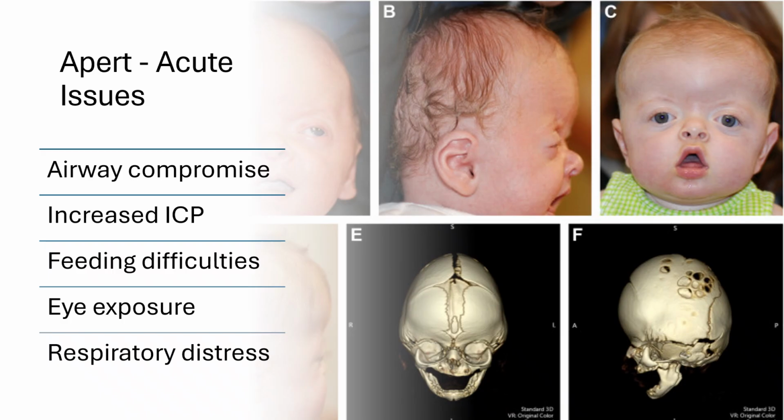Eye exposure problems develop because the abnormal skull shape can prevent the eyelids from closing completely, leaving the eyes vulnerable to drying and injury. The prominent eyes, combined with shallow eye sockets, create a situation where the protective mechanisms that normally keep eyes moist and safe become compromised.